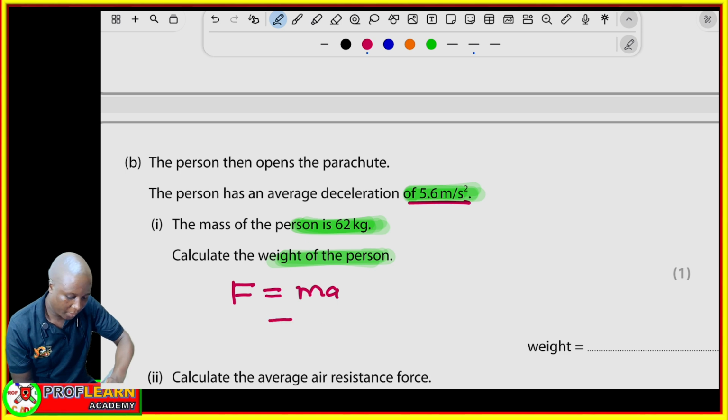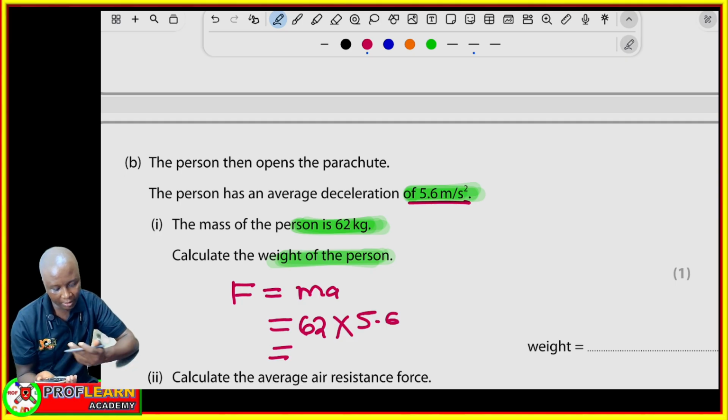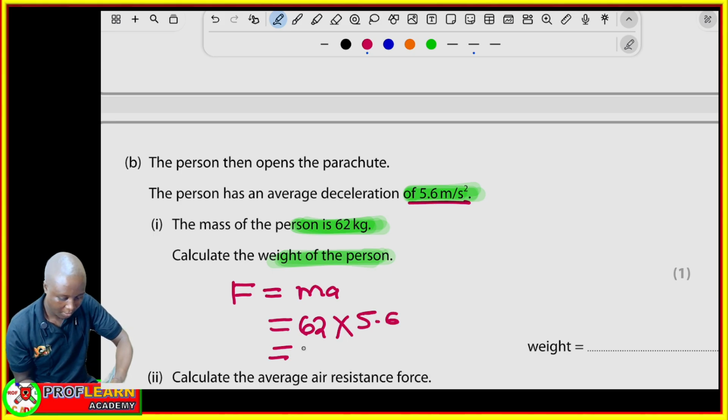So which means that 62 times 5.6, because the deceleration is basically an acceleration, but which is a negative value. So we're going to say this is 62 times 5.6. If you work it out, you're going to get 347.